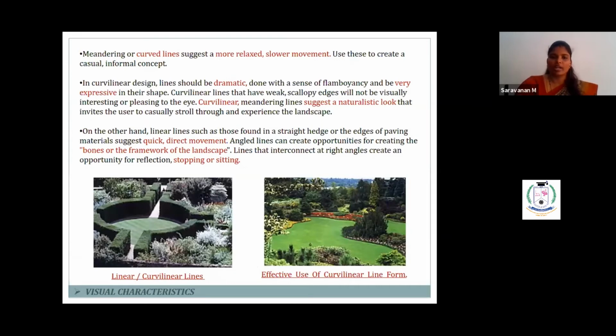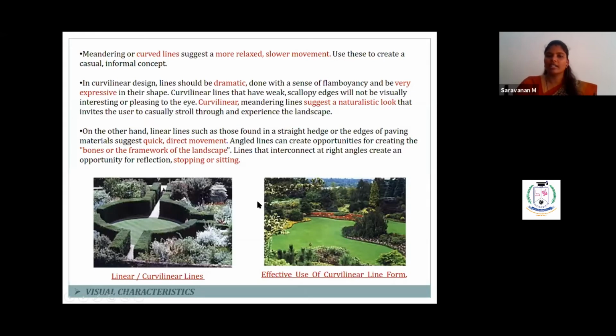The lines also include curvilinear design, and the lines in your landscape act as a boundary or a delimited space. In a curvilinear design, lines should be dramatic and done with a sense of purpose. Curvilinear lines have soft, sloping edges, which can be visually interesting and pleasing to the eye. Compared to horizontal and vertical lines, we always like curvilinear ones, which feel good and pleasing to our eyes when we follow them in our landscape design.